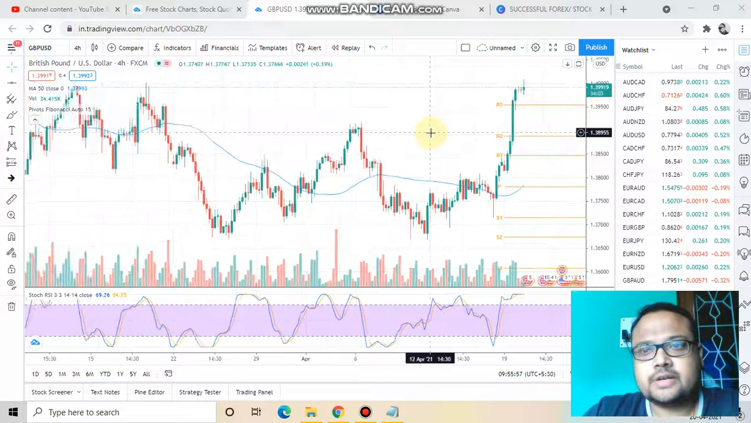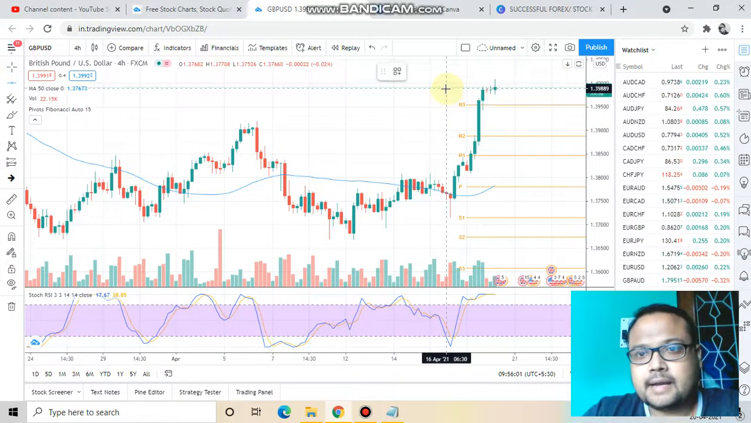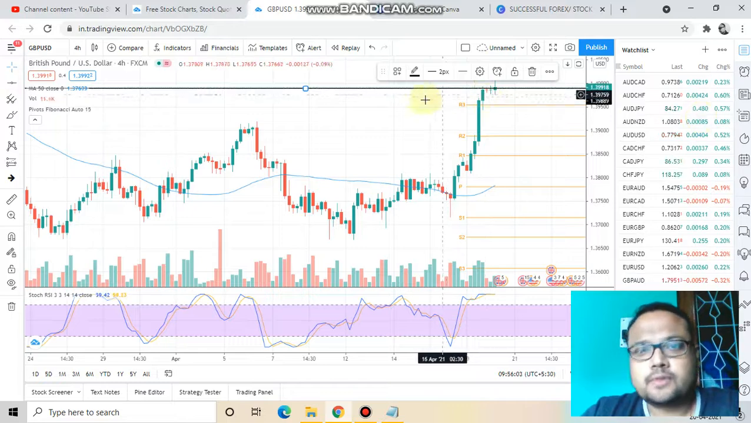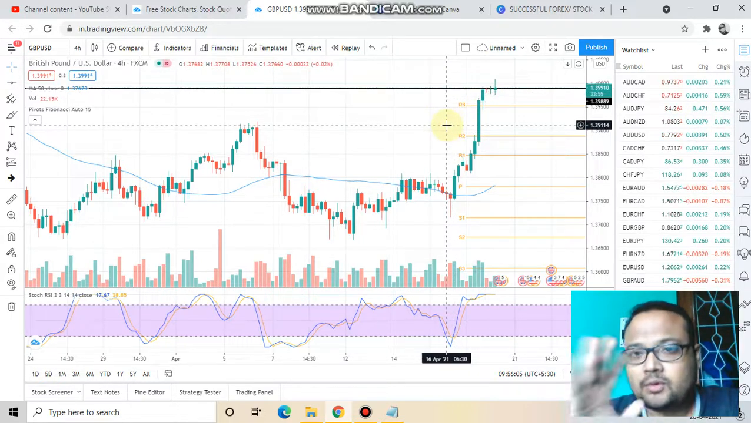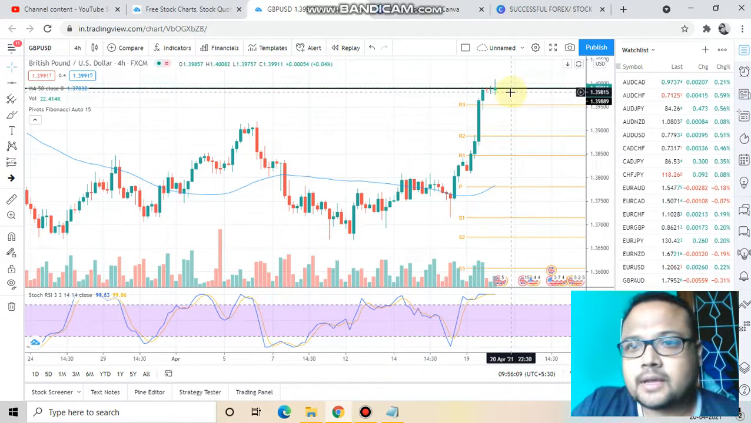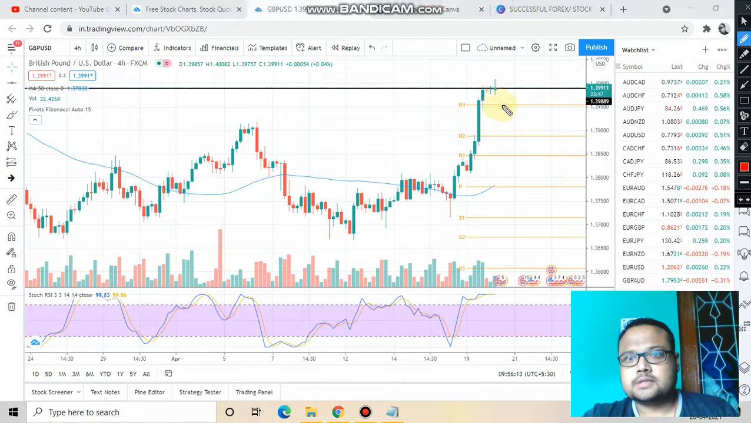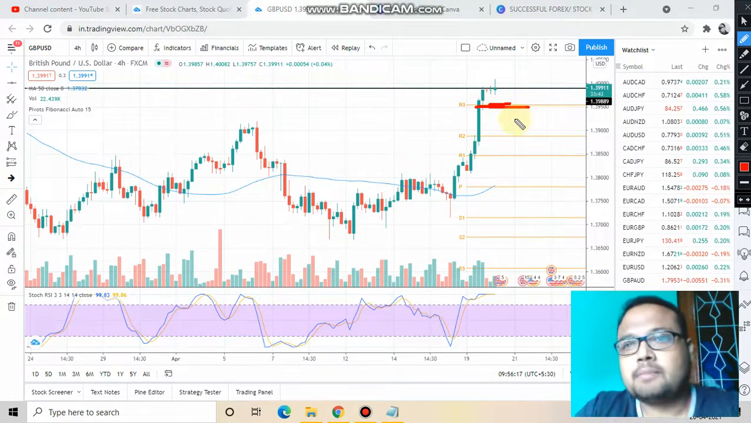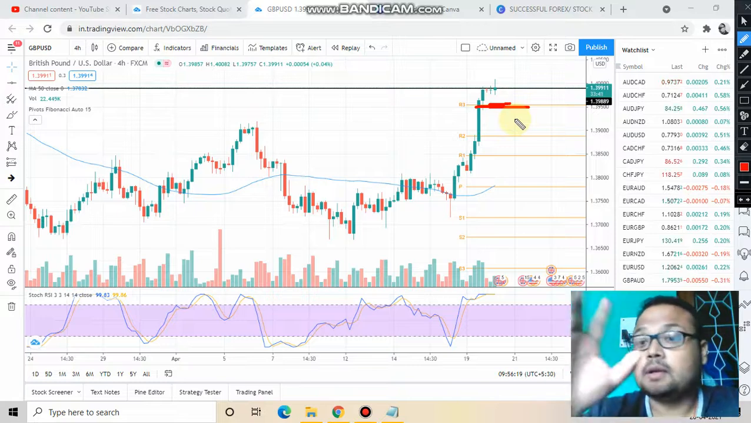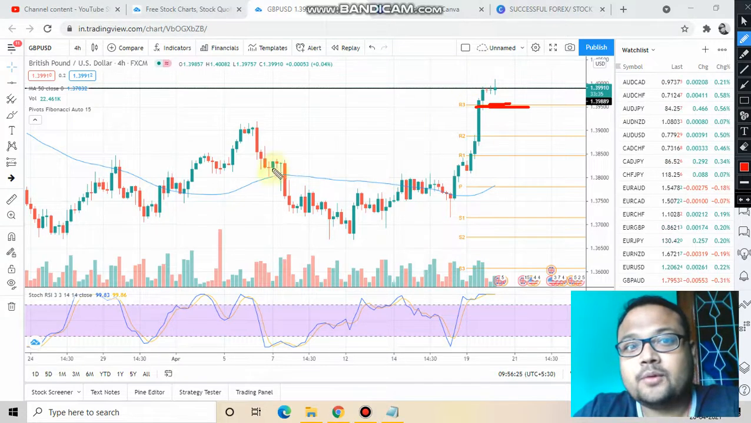So what should be a strategy then? As you can see here, the market has got resistance here. So first and foremost, if you want to take some risk, then you can short the market right here, or if the market crosses this particular level, you can short the market here. But you need a confirmation, which can be in the form of a big red candle like this.